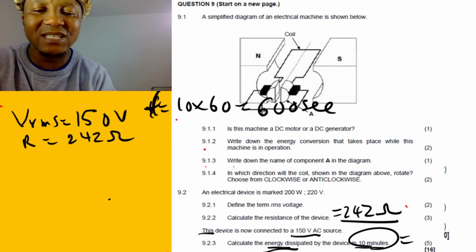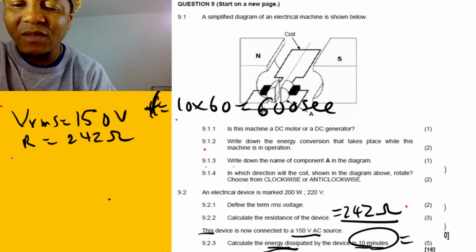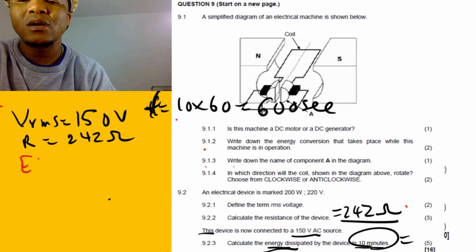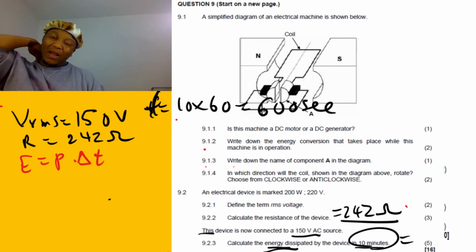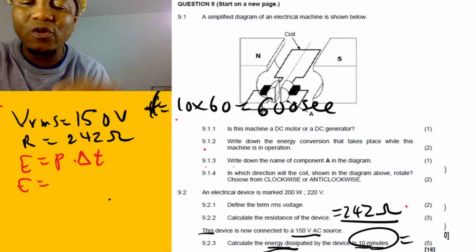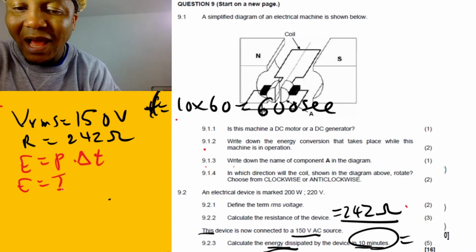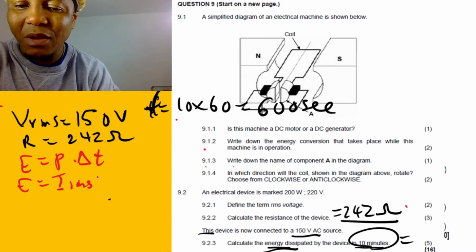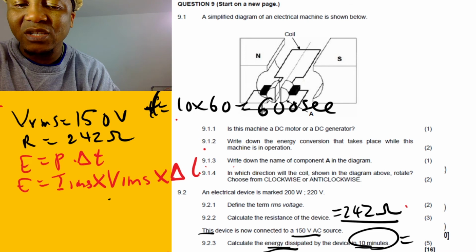Now what do they want? They say find the energy. It's easy to get the energy. Energy equals power multiplied by t. We have the time, but do you know our power? Oh yeah, we can get our power. We know from the beginning power equals IV. So current, which is RMS, times V, the RMS voltage, always multiplied by time.